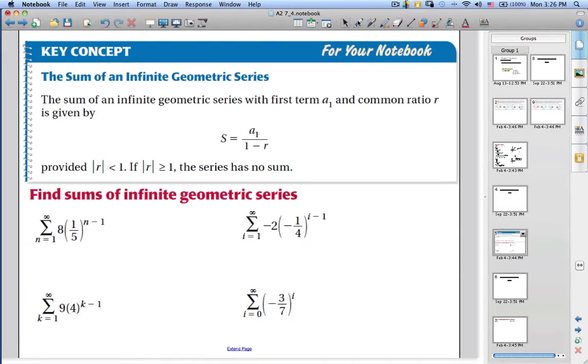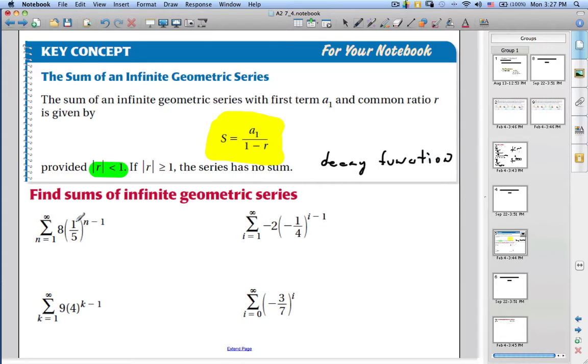Now we have a formula, and it's a very simple formula actually. If you compare this to the sum of a geometric series, this is much easier to use. All I have to do is take the first term and divide it by 1 minus the common ratio. But what you have to remember is this other condition here, that the absolute value of the ratio has to be less than 1. And if you remember, that's also how we would find that it was a decay function when we studied exponential functions. So this is an exponential function, but it's exponential decay.